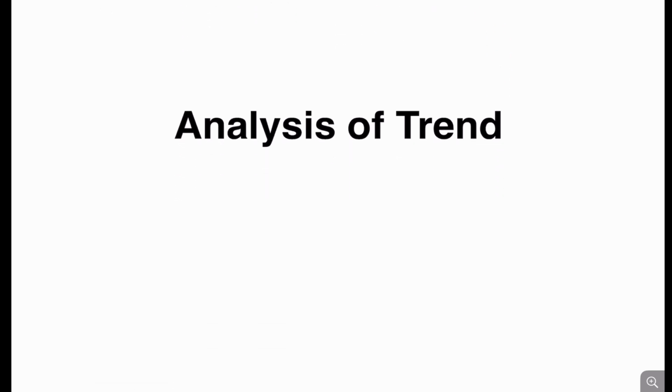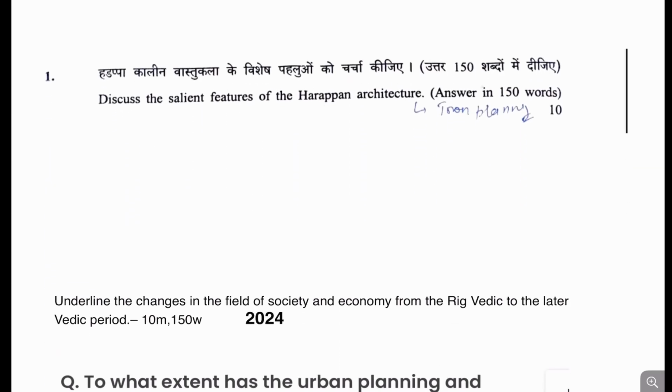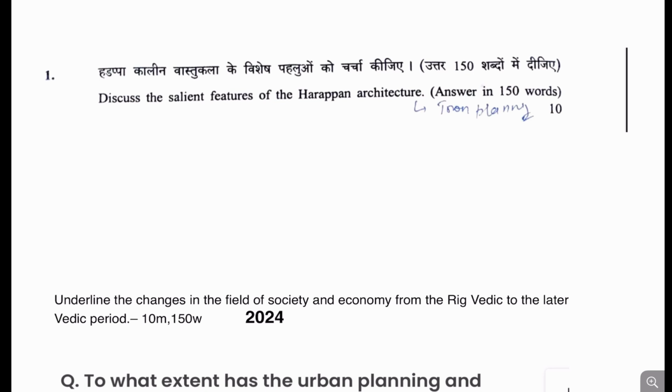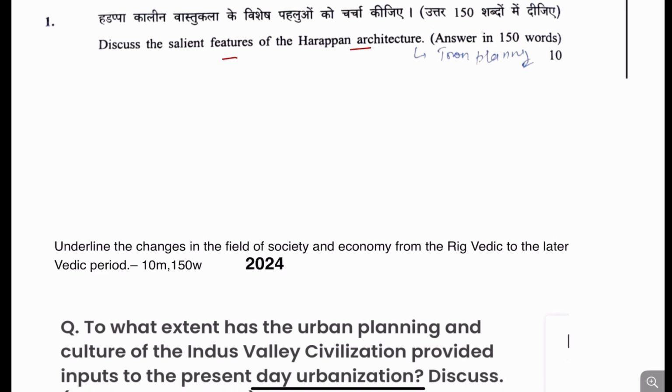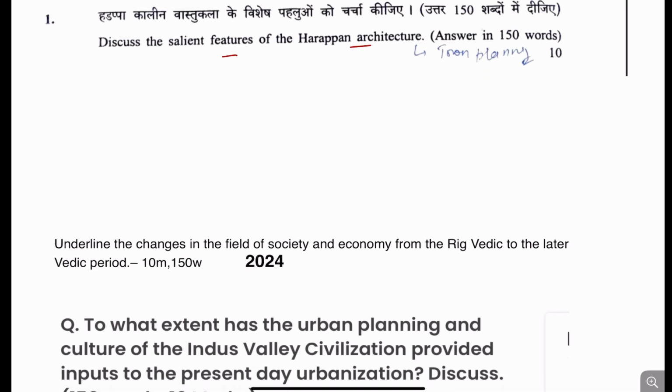Moving ahead, the very first question that UPSC has asked is: discuss the salient features of Harappan architecture. This question was fairly simple, and it was also on the expected lines, because in 2024, last year, UPSC asked about the society and economy of the Vedic period. So from the Rig Vedic period, UPSC has to go into Harappan times, because it has to be confined with art and architecture.